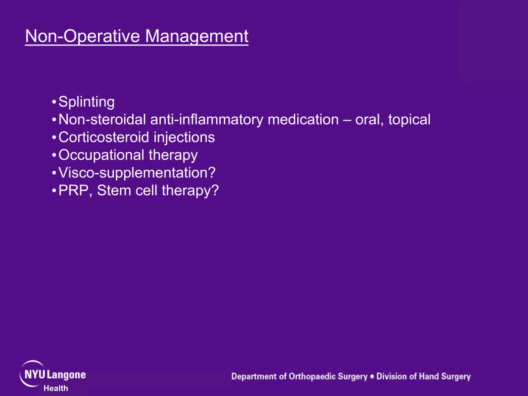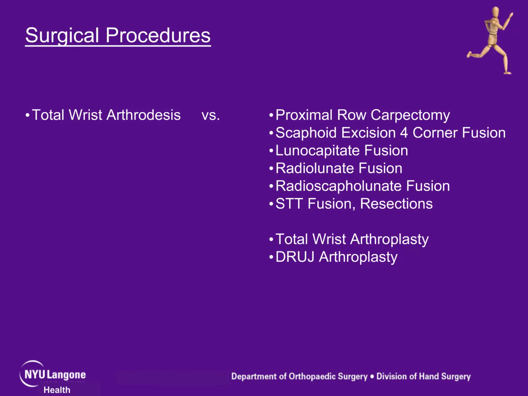So let's start a little bit with non-operative management. Much in common with the treatment of other joints, we can splint, and I'm going to defer to Olga Hincapie at the end of this webinar to talk a little bit about the therapist's perspective on this. We also treat with non-steroidal anti-inflammatory medication, both oral and now topical. Intra-articular cortisone injections are frequently given. Occupational therapy, again, I'm going to defer to the last talk of the webinar. And it remains to be seen whether viscosupplementation, PRP, or stem cell therapy is going to have a significant role in the treatment of wrist arthritis, and the data are quite limited at this point.